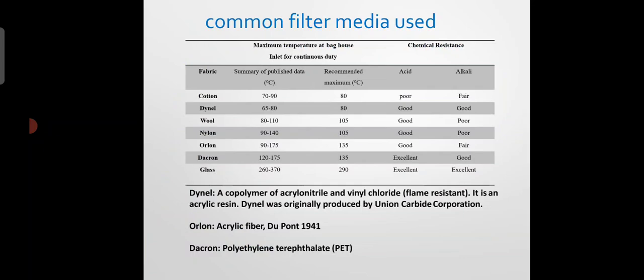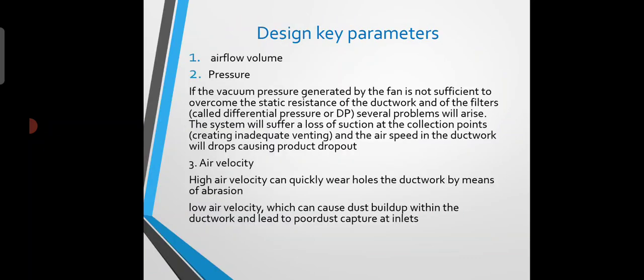So these have different characteristics against acid and alkali. Depending on the type of gaseous contaminant present in the dirty or polluted gas, the type of fabric may be chosen. The design key parameters are airflow pressure. If the vacuum pressure generated by the fan is not sufficient to overcome the static pressure of the filters, several problems will arise. The system will suffer a loss of suction at the collection point.